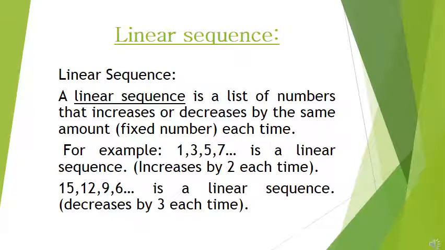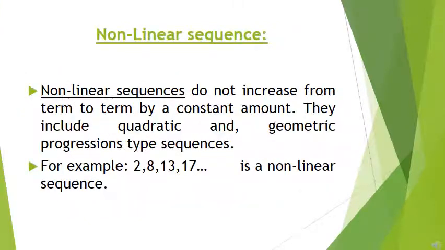Now the next one is linear sequence. A linear sequence is a list of numbers that increases or decreases by the same amount, that is by a fixed number each time. For example, 1, 3, 5, 7 is a linear sequence because it increases by 2 each time. Similarly, 15, 12, 9, 6 is a linear sequence, it decreases by 3 each time.